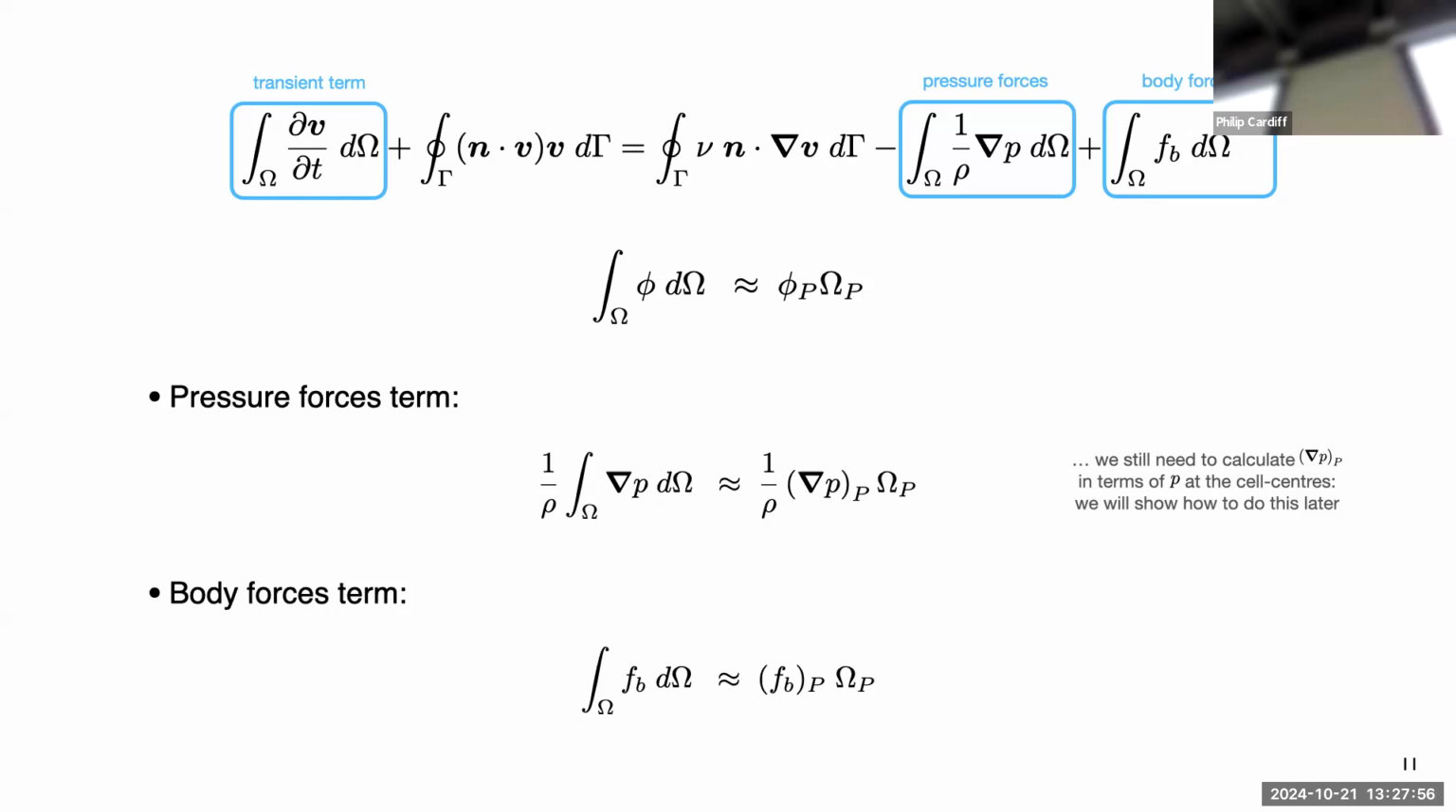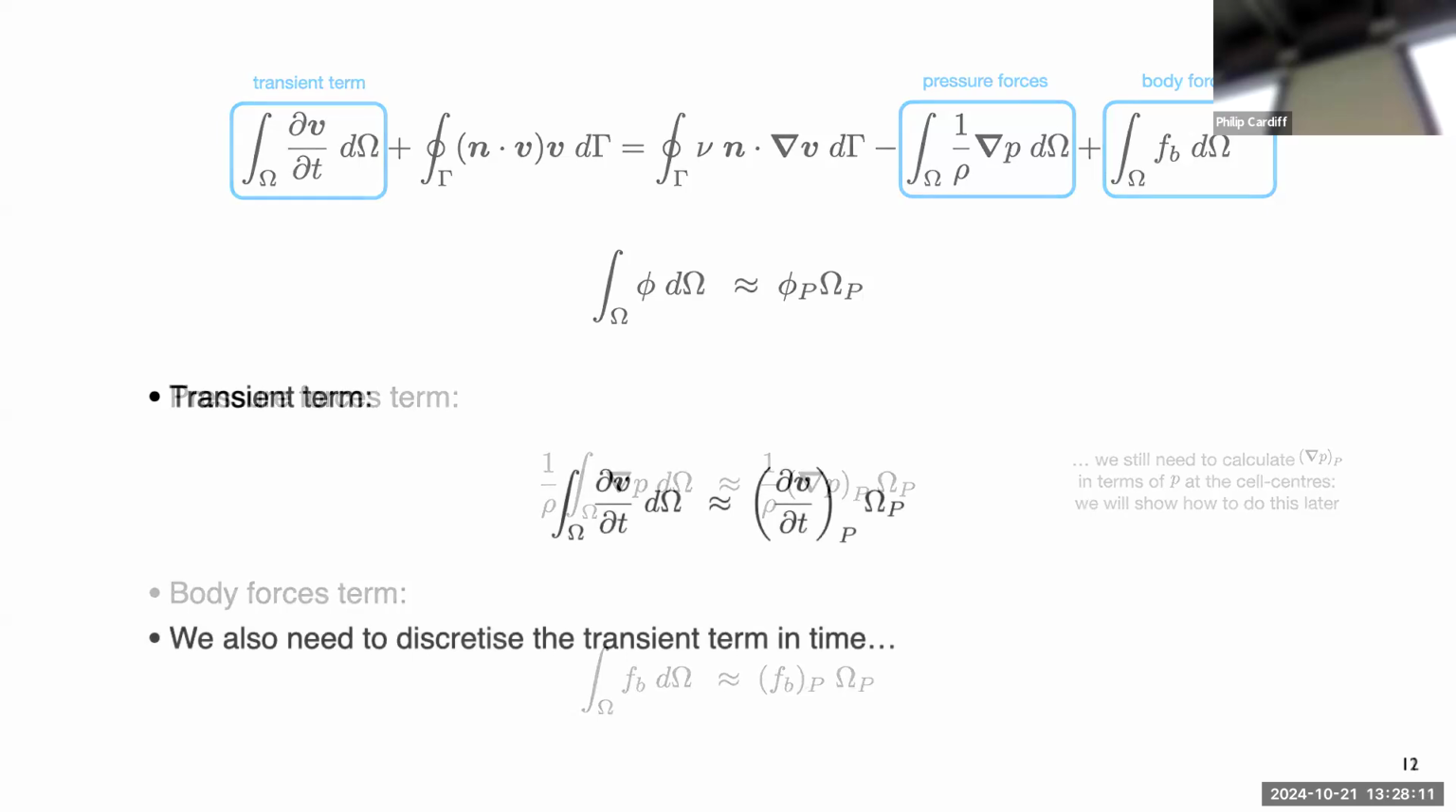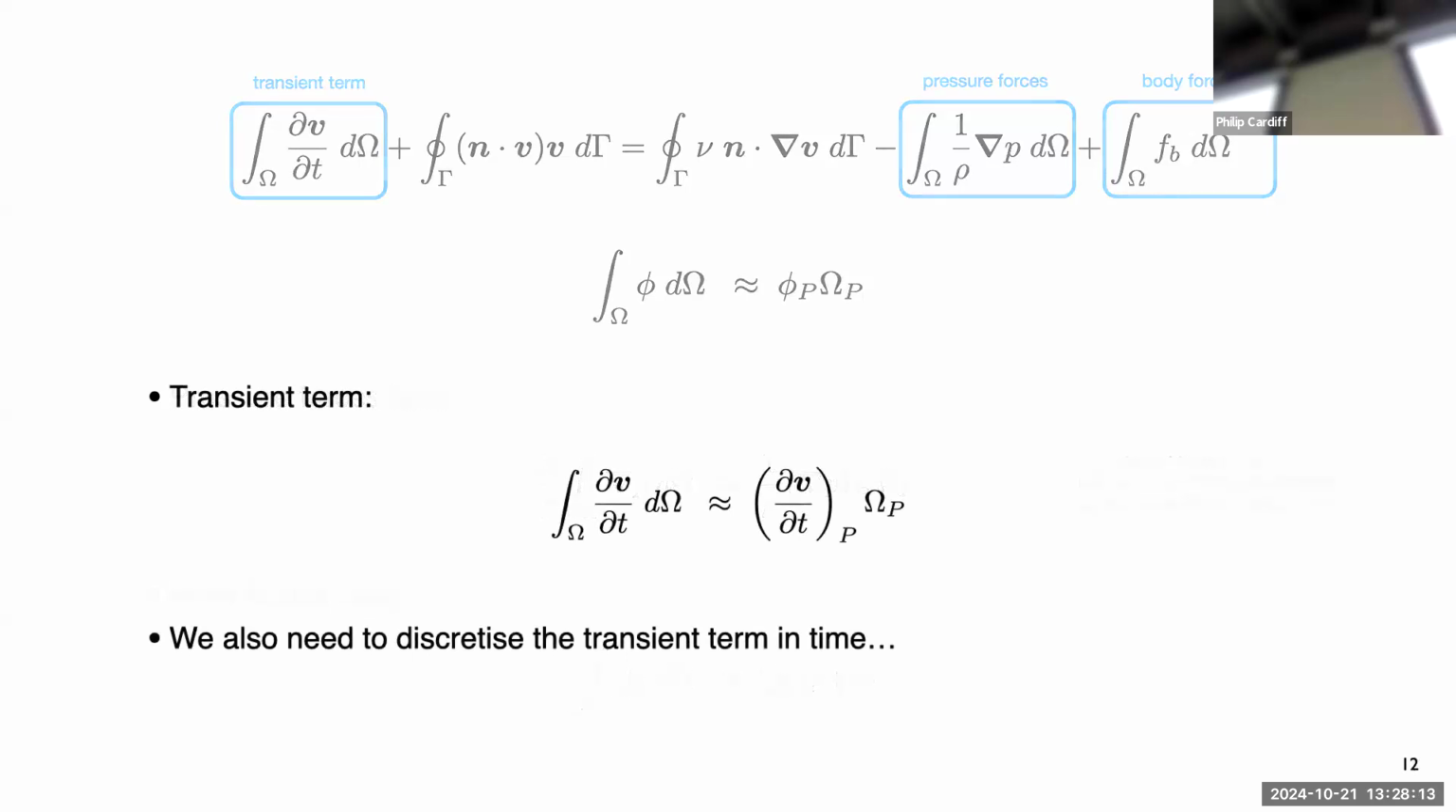We have a gradient of P, gradient of pressure at the cell center, but we still need to write that gradient in terms of the values at the cell center. So that's almost done, but it's not completely done. So there's a second step for that term. This step is done, and the transient term is the last one.